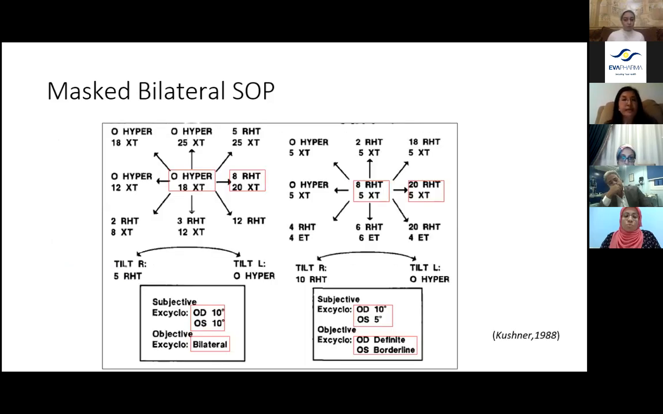And this is an example of a masked bilateral superior oblique case from his series, where you find in the primary position little or no hypertropia, but the hypertropia becomes apparent when that eye is adducted. No other signs of reversal of hypertropia, but the only other signs are the excyclotorsion, both the subjective and objective bilateral excyclotorsion.